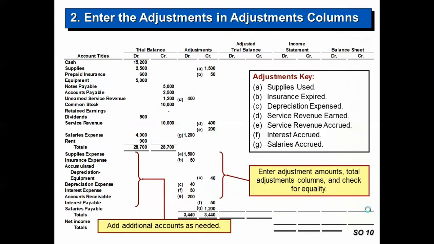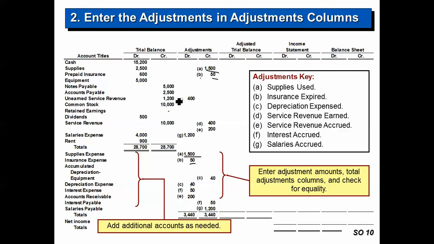What I do now is I put them in the worksheet. I say, okay, A was a debit down here to supplies expense, $1,500, and a credit to supplies. So I put it in the adjustment columns here. The second one was a debit to insurance expense down here, B, which is 50, and a credit up here to prepaid insurance. Notice I referenced the A's and the B's. C, the journal entry C, was a debit to depreciation expense and a credit to accumulated depreciation. That's a credit balance account.